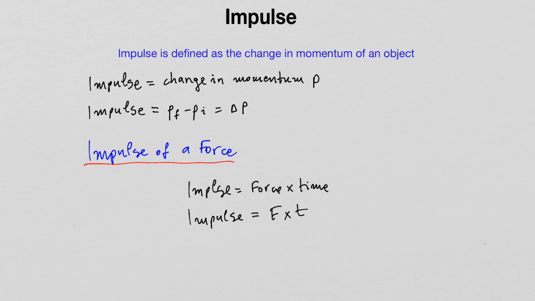What would be the units for this quantity? Well, those would be the product of the units of force. In the metric system, that would be newtons times seconds, or newton seconds. And that's metric. And in the imperial system, that would be pounds seconds.